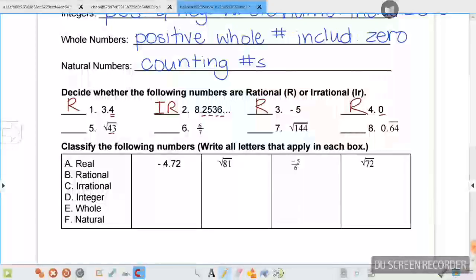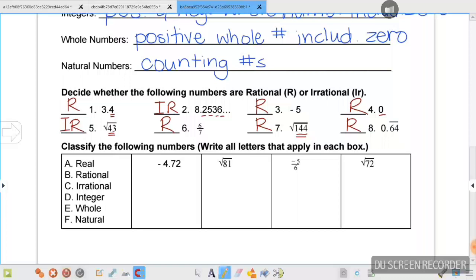Number 5, the square root of 43. 43 is not a perfect square, therefore it's irrational. You may want to write your perfect squares down at the side of the paper. 6/7 is a fraction, therefore it is rational. The square root of 144. 144 is a perfect square whose square root is 12, therefore that's rational. And 0.64 repeating would be rational.